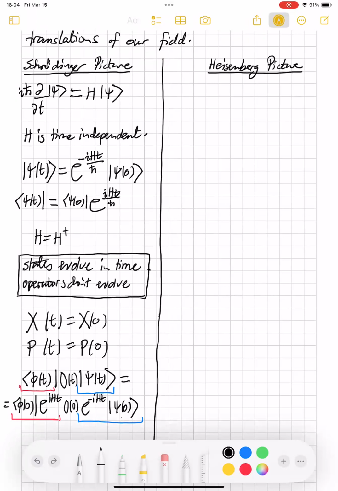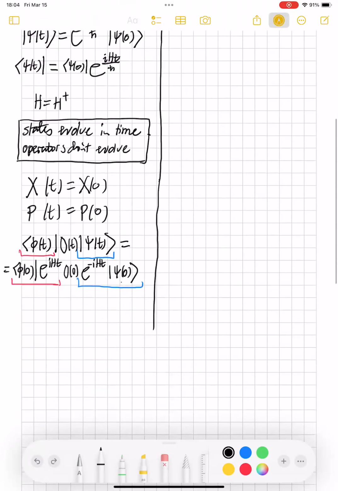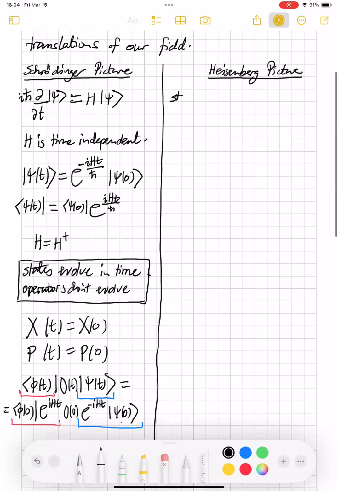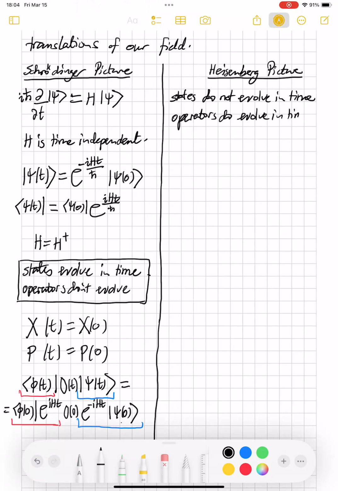In the Heisenberg picture, we will find that states do not evolve in time, but that operators do evolve in time. So it's the exact opposite of the Schrödinger picture. In the Schrödinger picture, the states evolve, but the operators don't. In the Heisenberg picture, the operators evolve and the states don't. We'll continue in a moment.